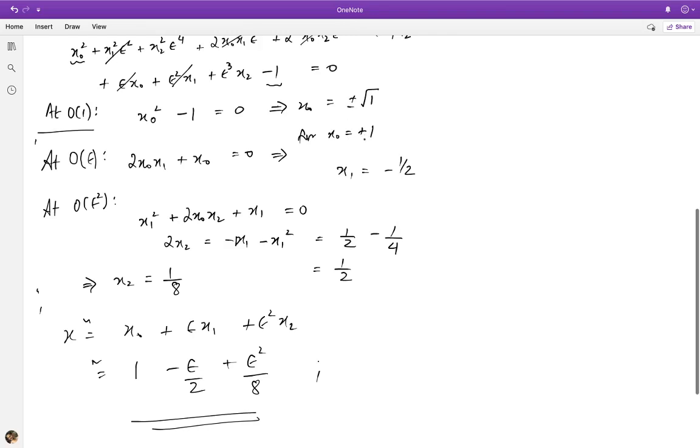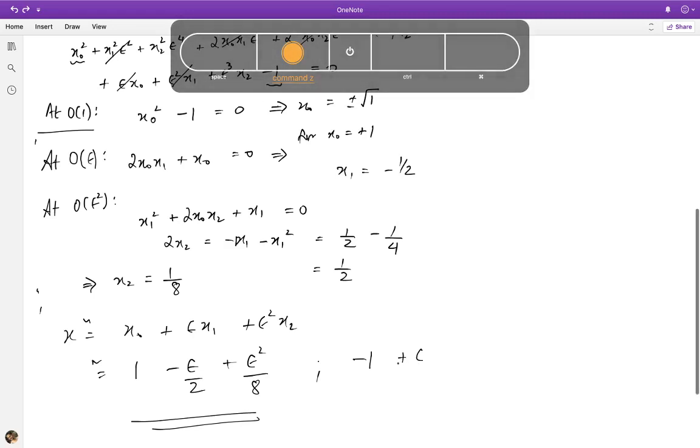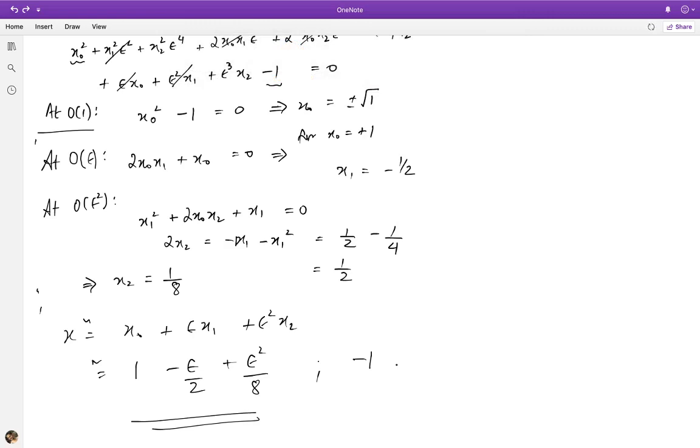If you had taken x0 equal to minus 1 here, then x1 would have been plus half, and then you would have got minus in front of 1 by 8. So you will get minus 1 minus epsilon by 2, because both x naughts here have a minus sign, right? And then you've got minus epsilon squared by 8. So this is the other solution.